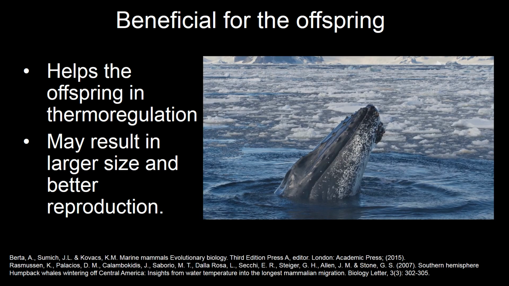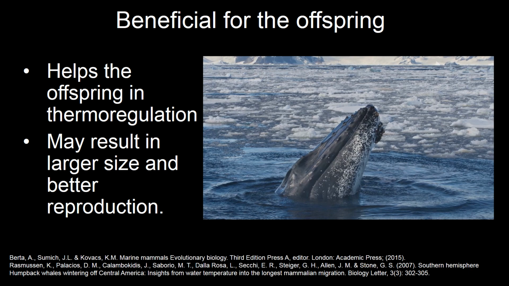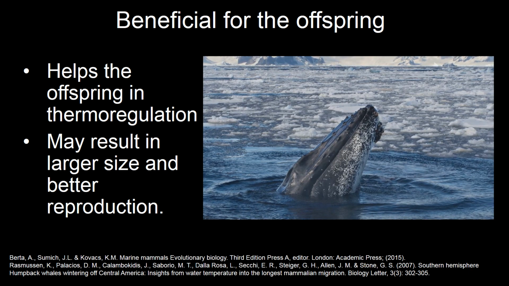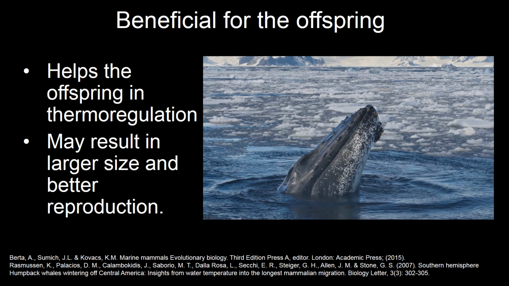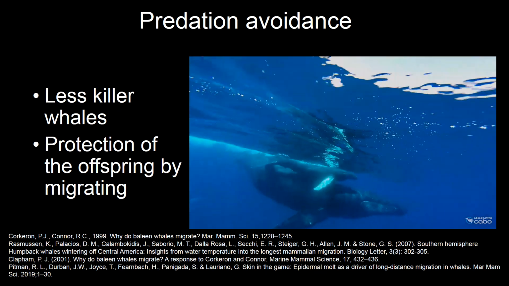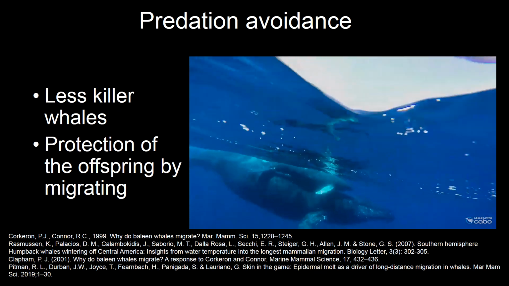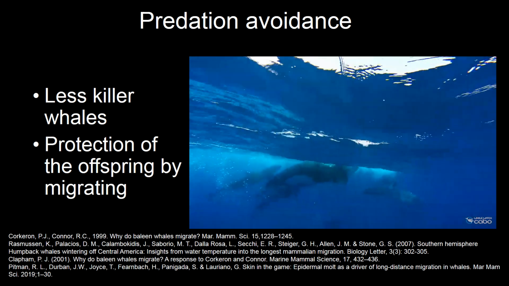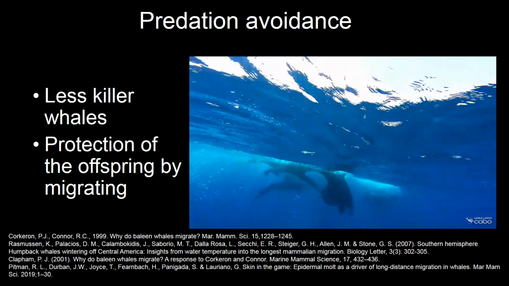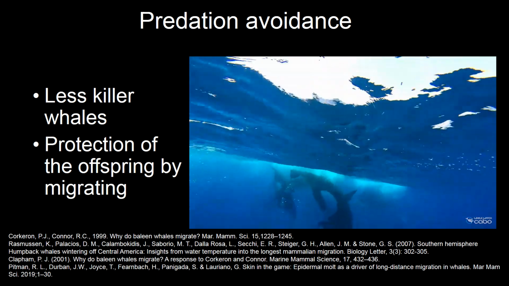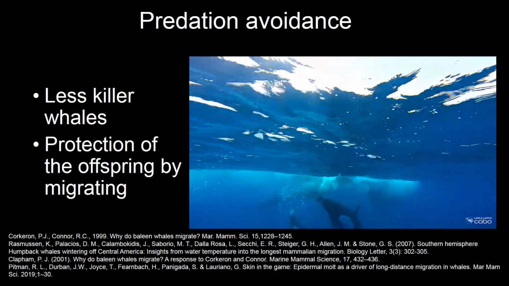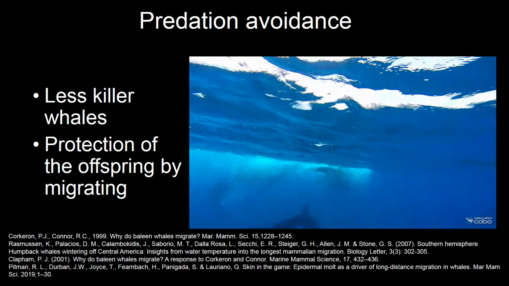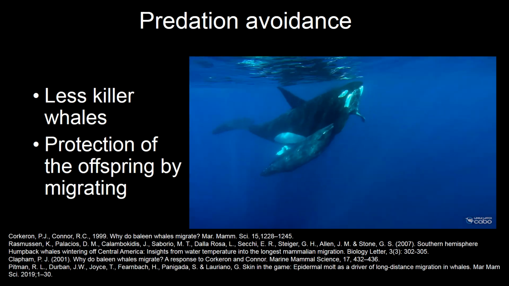Rasmussen et al. have further suggested that calf development in warm water may lead to larger adult size and greater reproductive success. Winter migrations to lower latitudes have also reduced the risk of killer whale attacks on the newborn calves, as killer whale abundance is lower in lower latitudes. Therefore, they may avoid predation until the calves achieve sufficient body mass and swimming capability.